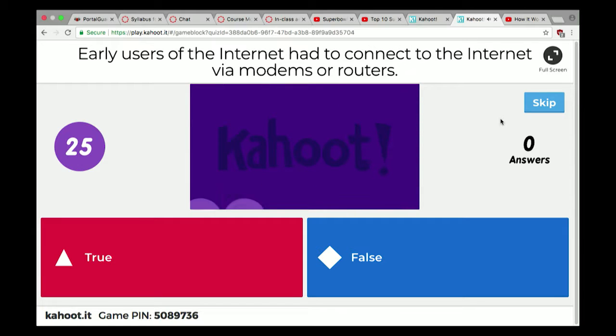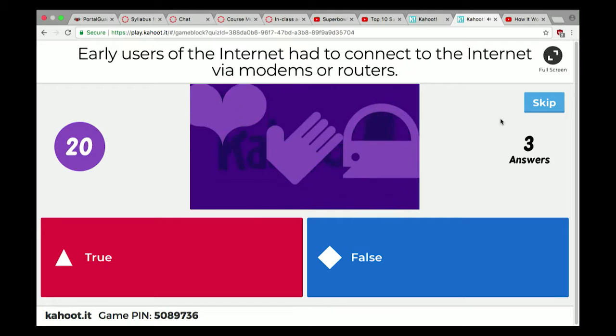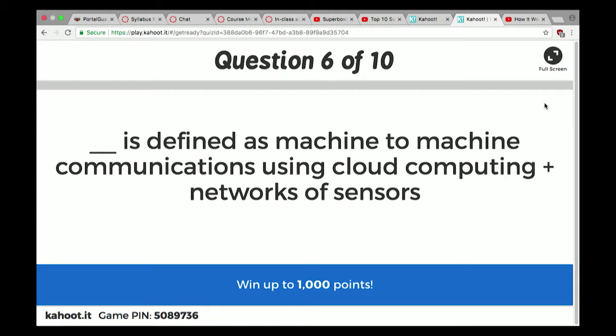Early users of the internet had to connect to the internet via modems or routers. In order to get to the internet, you had to have a modem, which stands for modulator demodulator. And it would take the data and turn it into audio that could get sent on a regular phone line. All right, question 6 out of 10, we're on our way.